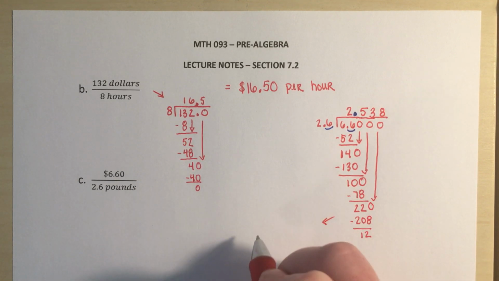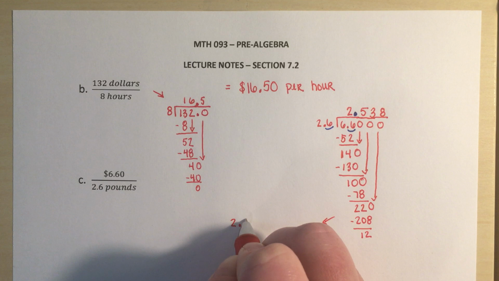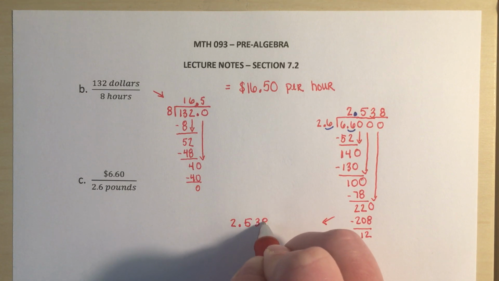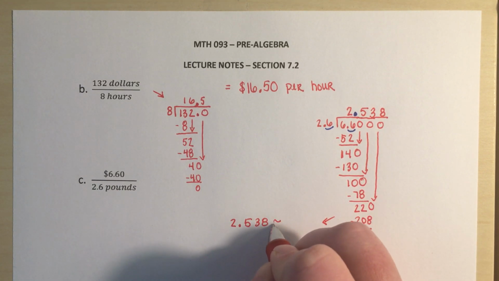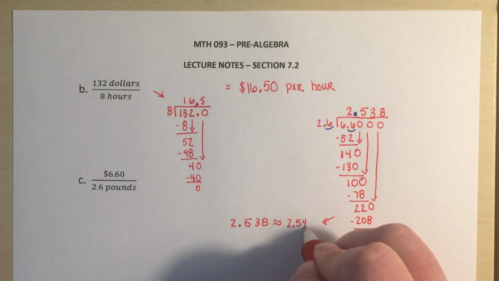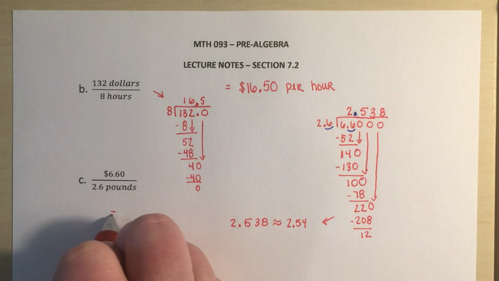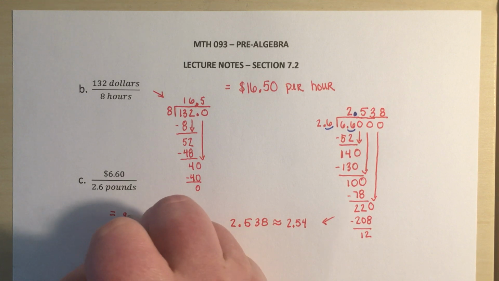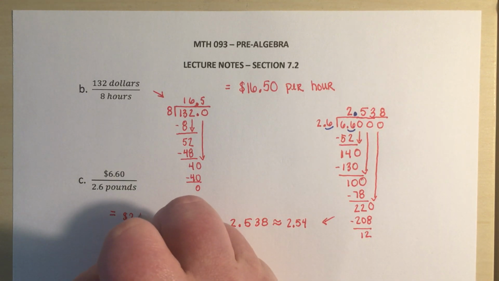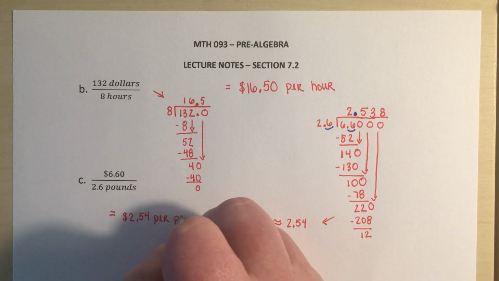So we're going to say that 2.538 rounds to, using our little squiggly marks, 2.54. That 8 makes that 3 go up. So our final answer here, we're going to say is $2.54 per pound.